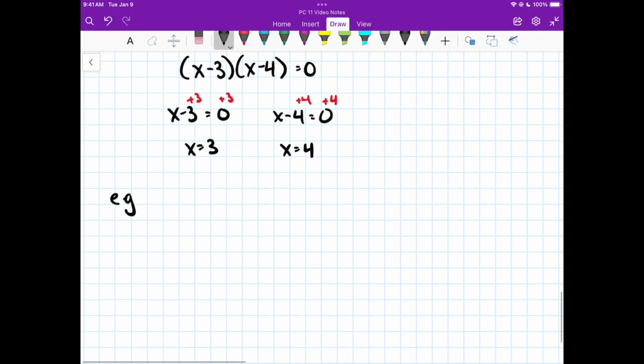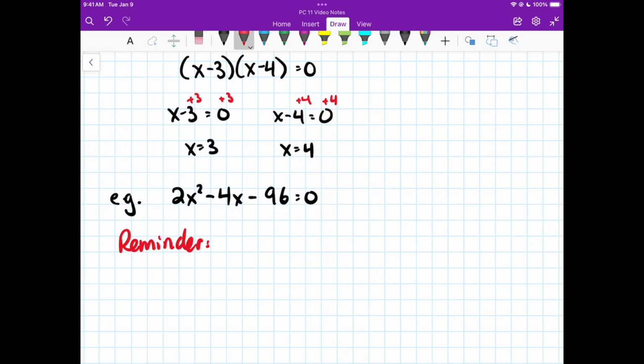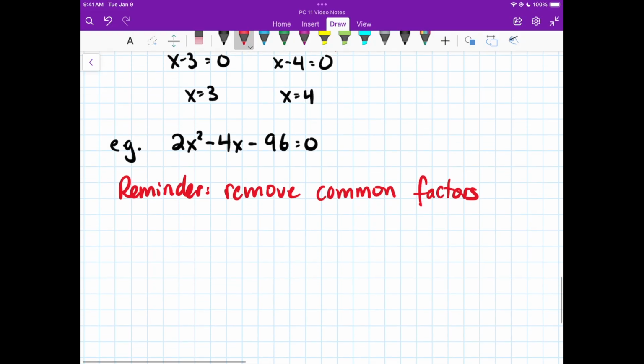Making things a little bit harder. If we have 2x squared minus 4x minus 96, those are big numbers. So remember, the first thing you want to do anytime you see a number out front, really the first thing you want to do on any question, period, is to check for common factors. There won't always be one, but if there is, it will always make your life a lot easier to take it out.